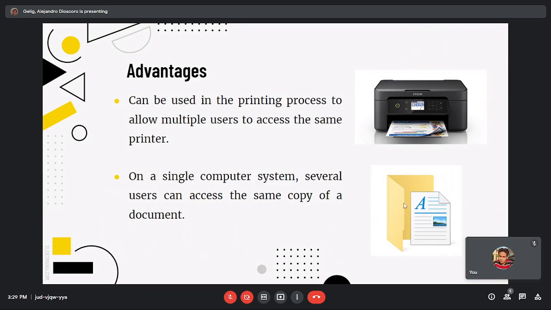Multiple people can access the same copy of a document on a single computer system. So, for example, if you have a PowerPoint presentation file which is saved on one computer, then it can be viewed by other users on other computers as well.